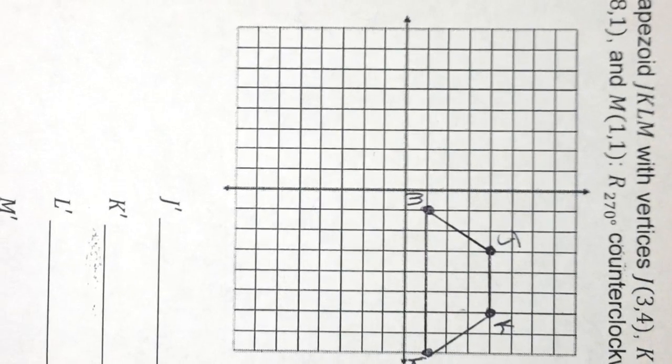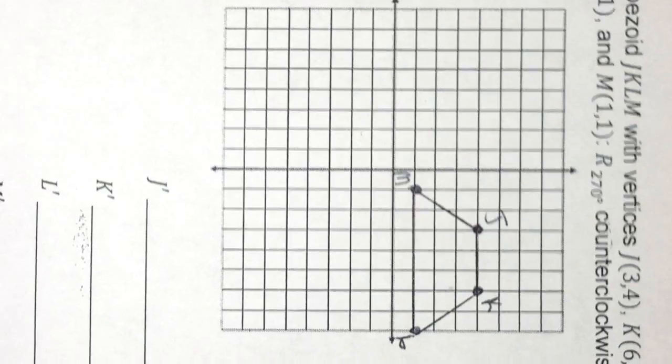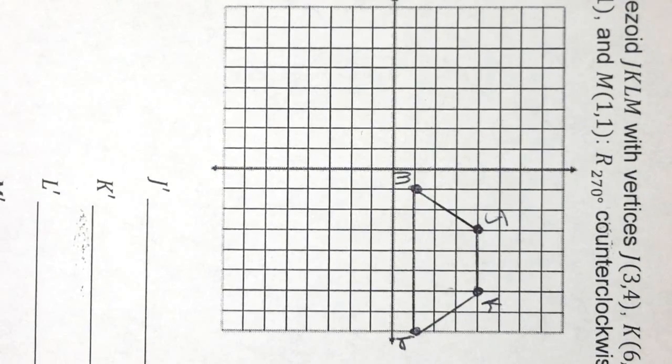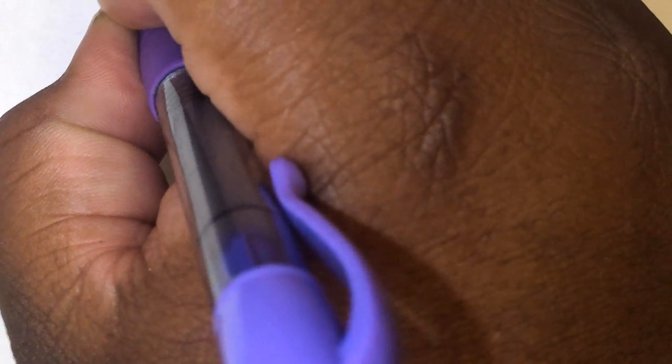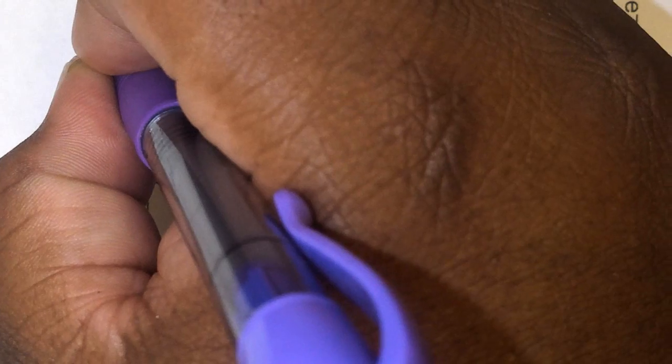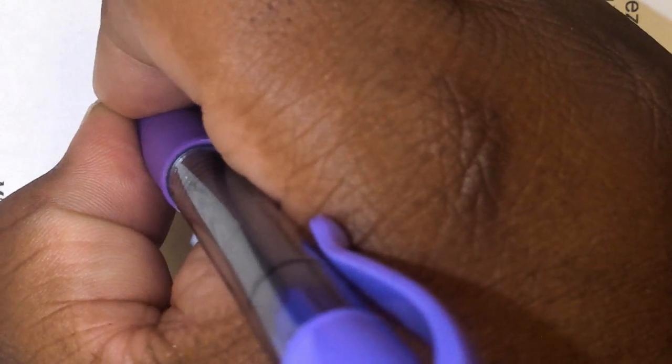Keep your paper turned this way. Don't turn back. Keep it turned the way you got it now, and write your coordinates down. We're going to just label them out here. We'll rewrite them when we turn back straight. Call this J prime, parentheses, K prime, L prime, M prime.